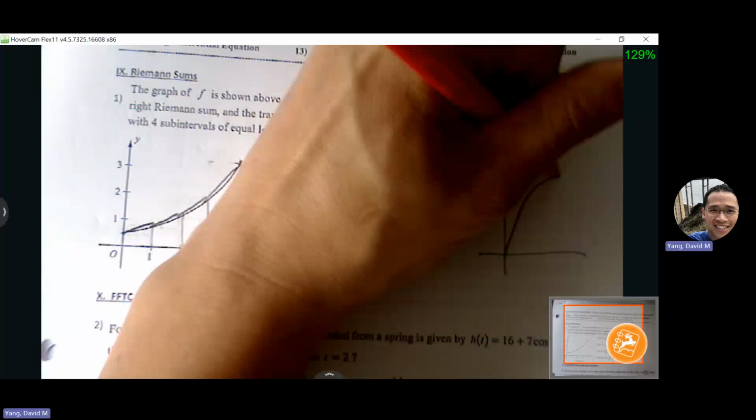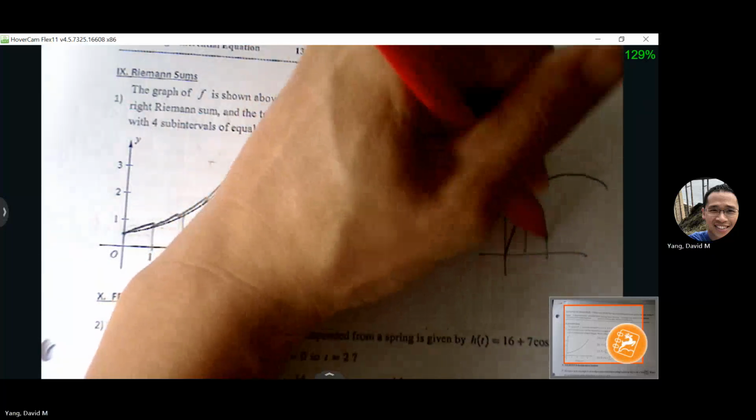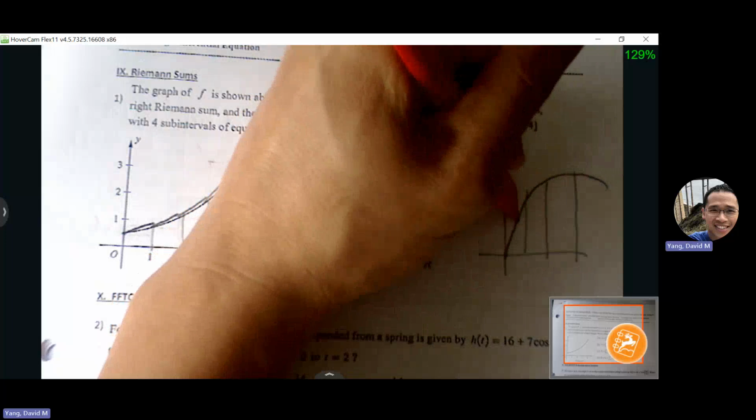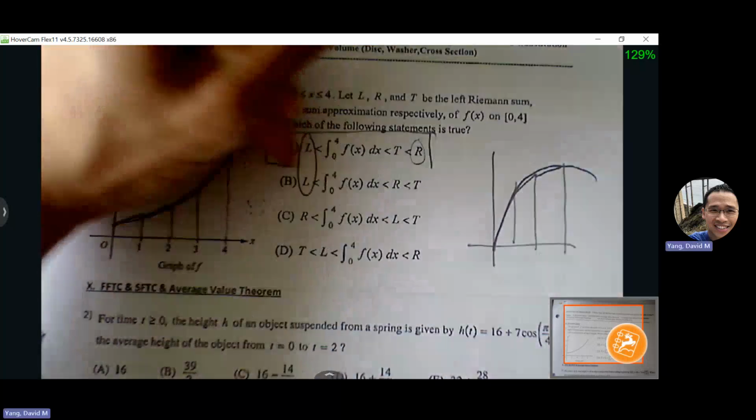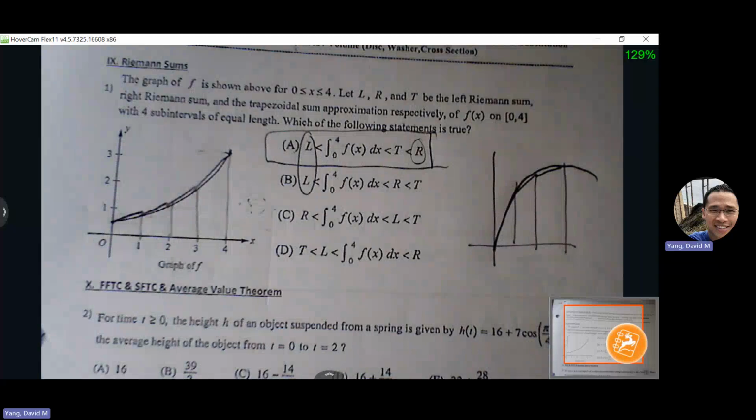What if the graph was concave down? Then your trapezoid is going to do what? Going to slightly under approximate. Yeah, so the shape of the graph is going to indicate whether your trapezoid is going to be more than the area or less than the area. So answer choice A is our best bet.